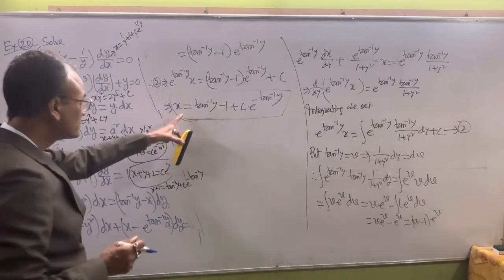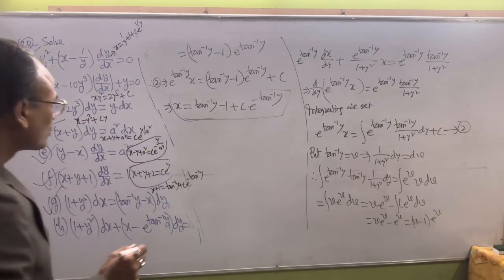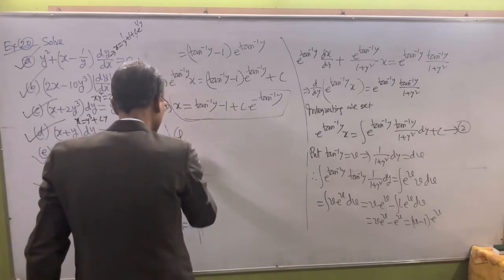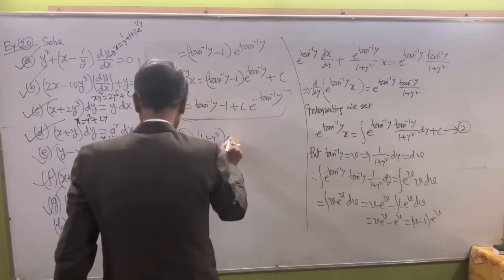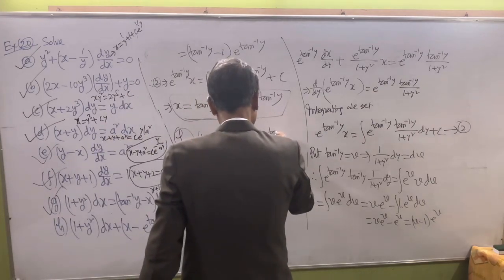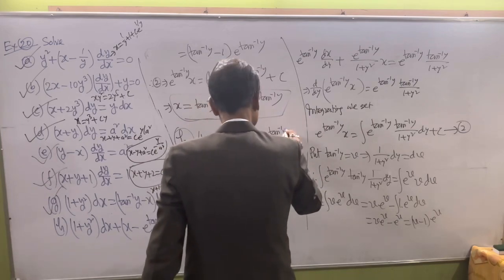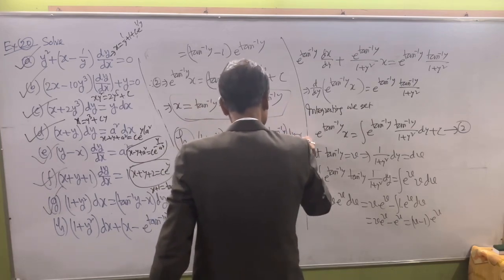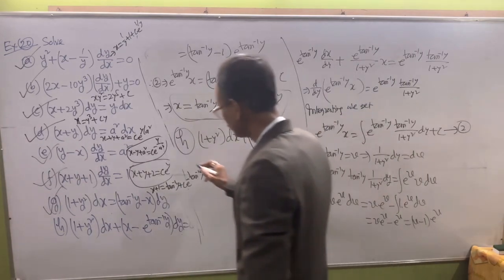X plus 1 equal to tan inverse y plus c e to the power minus tan inverse y. Now, last question, question number 8: 1 plus y square dx plus x minus e to the power tan inverse y into dy equal to 0.